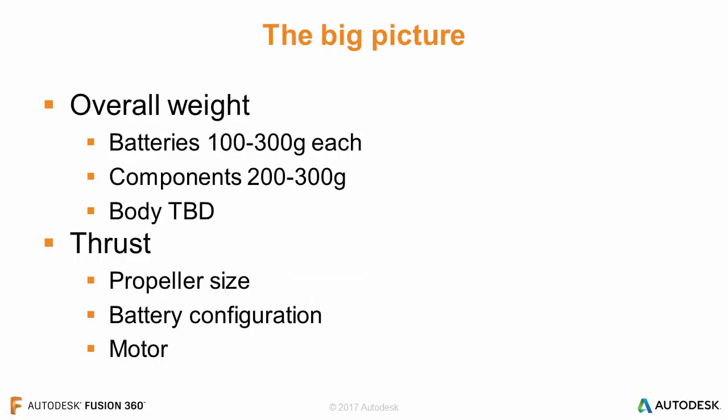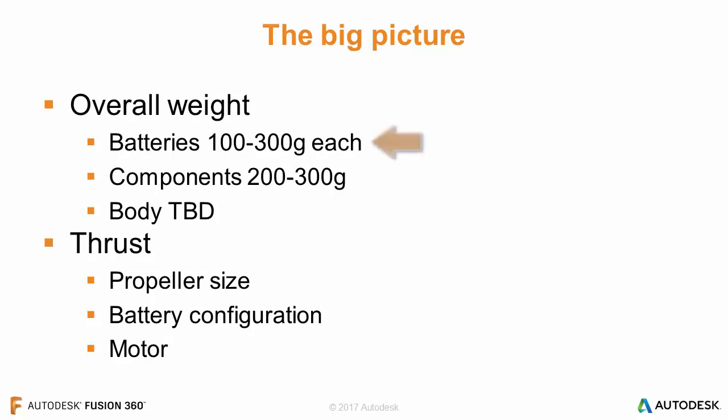So now the last thing I want to talk about in this lesson is the big picture. Understanding the big picture helps us understand what these components do and how it helps us plan them out. So the overall weight of any flying vehicle is extremely important. You can't make a very heavy flying vehicle and have it fly for a long time and be maneuverable, all the different things that we need in our design criteria.